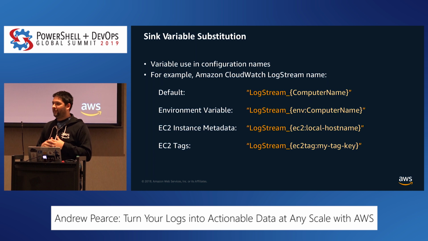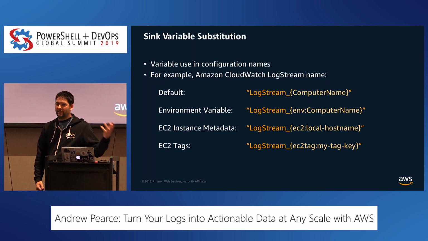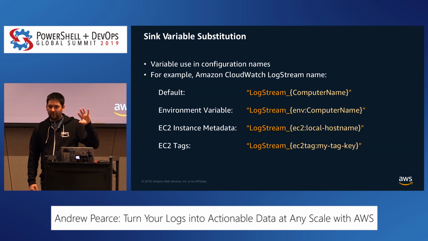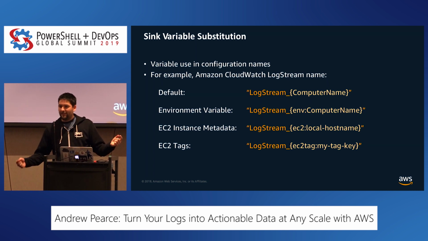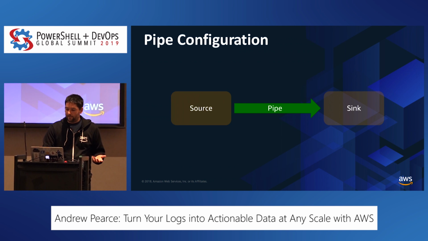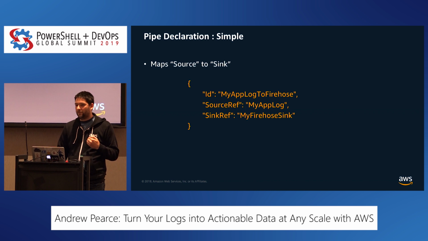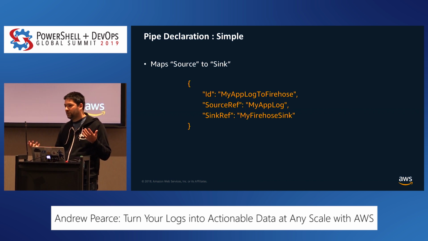So we have a source that's very configurable. You can change your data. We have a sync that's very configurable, where we can change your data there as well. What about the pipe that connects them up? So let's talk about that pipe. In a simple declaration of this you saw before, source reference, sync reference, throw the data there, job done.